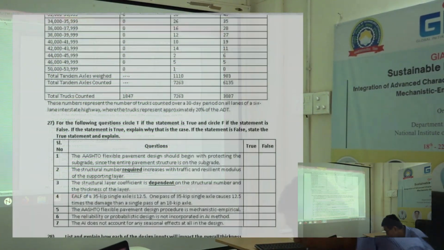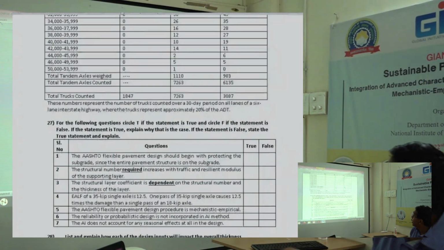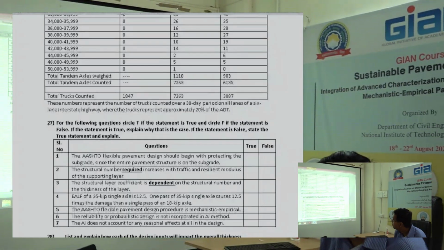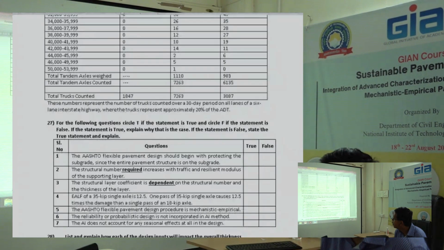Right here. ESAL of 35 kip axle is 12.5. One causes 12.5 times the damage. Is that true or false? Anybody online here? Can you see?